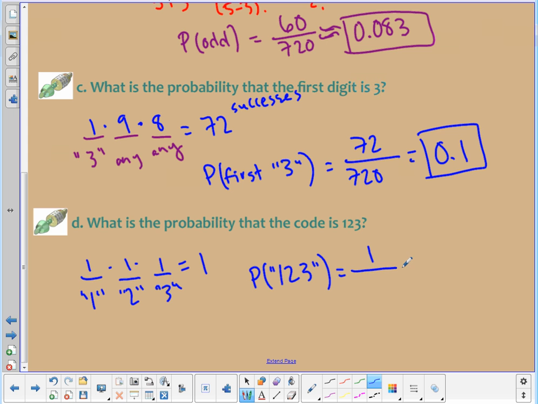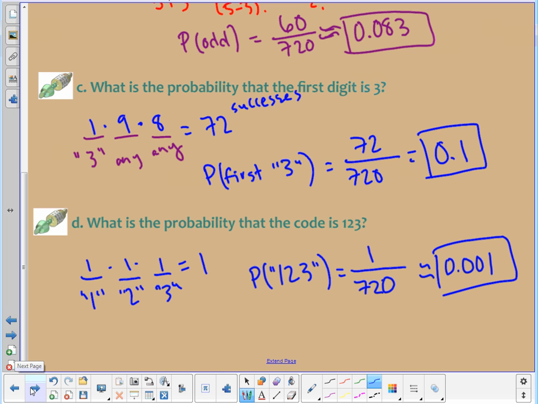So this probability of the code being 1, 2, 3 is equal to 1. I only have one success. There's only one way that I can have that code. Out of the total number of codes, which is 720, 1 out of 720 is really small, 0.001 there, if I round it, okay?